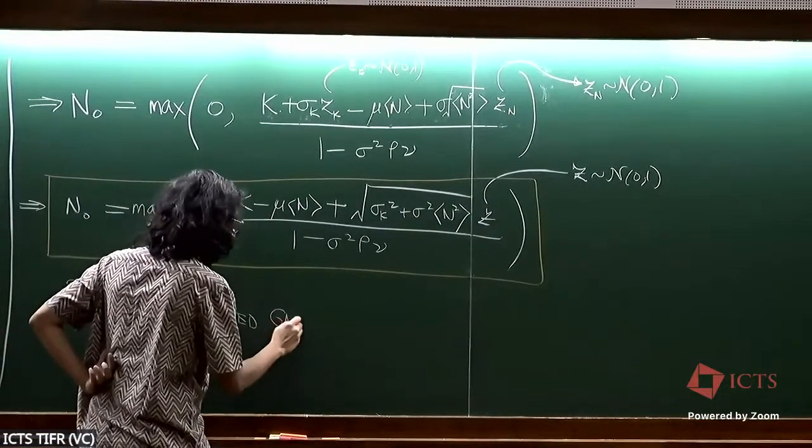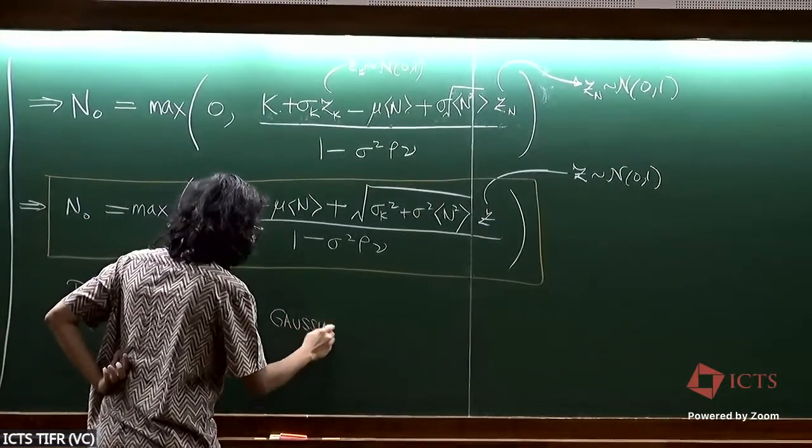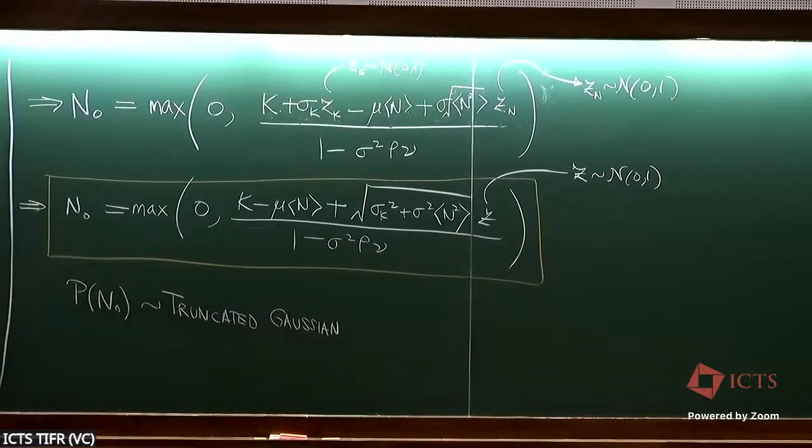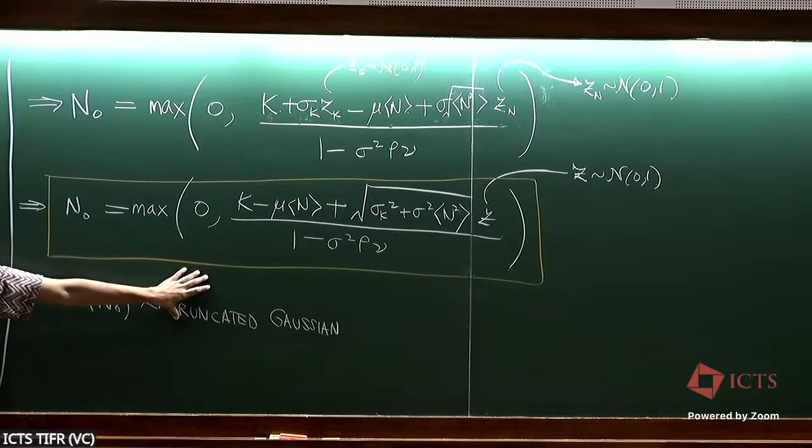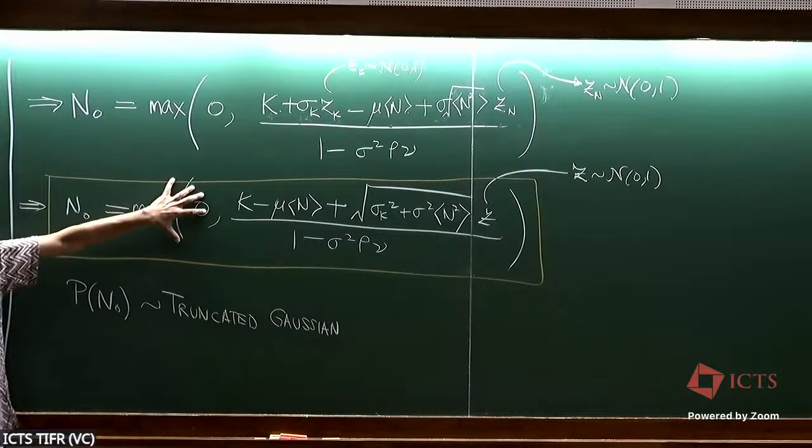Can someone tell me why? This orange box will tell you that it should be that. Okay, so you're talking about the max part first. So you want to talk about the truncation first? Maybe let's talk about the Gaussianity first. Yeah, so let's say we forget this max bit.